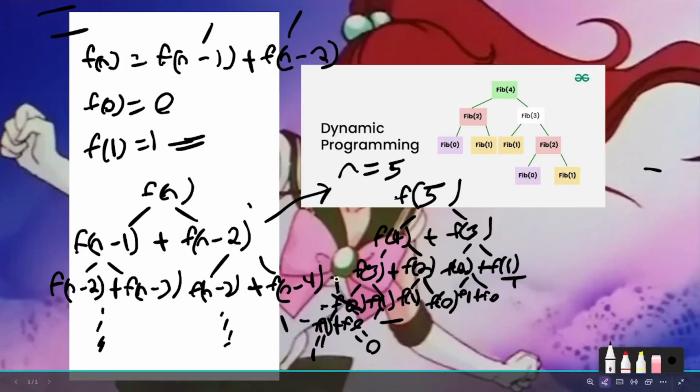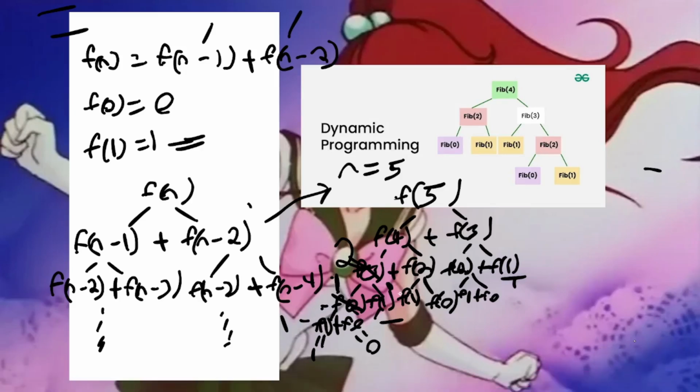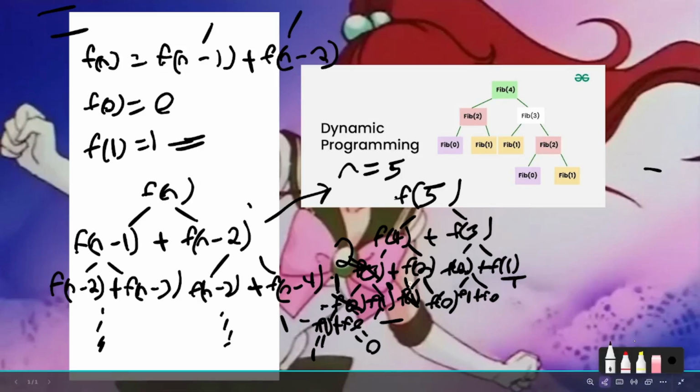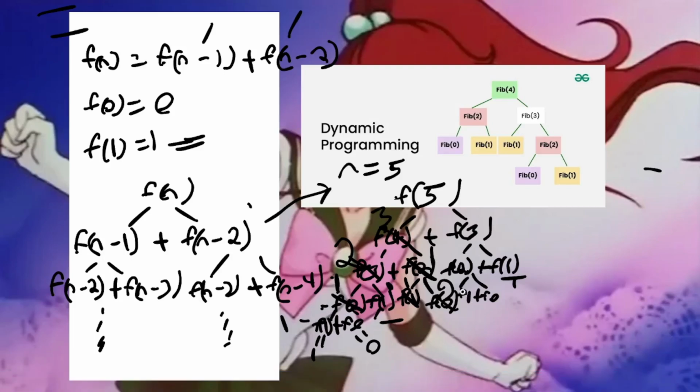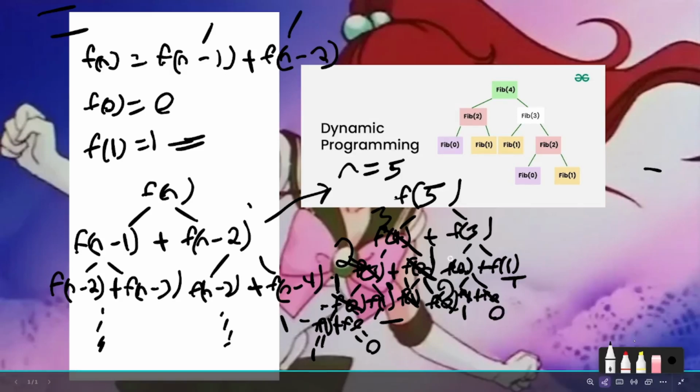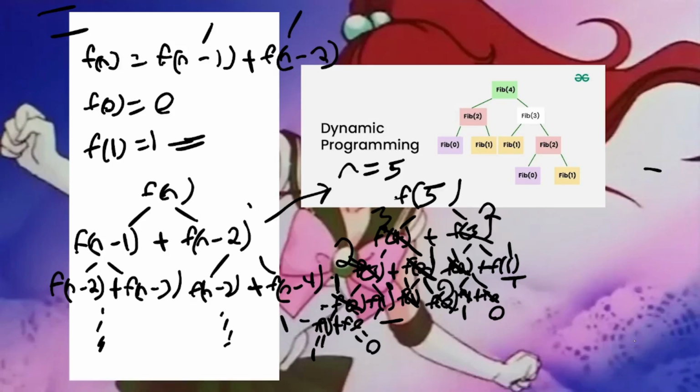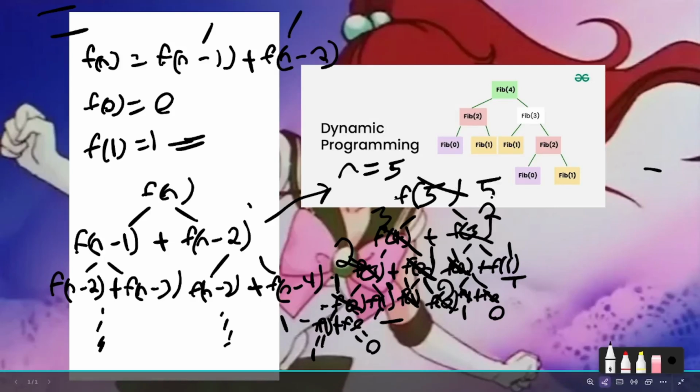This becomes 1. f of 1, the answer is 1. So now 1 plus 1 is 2, and that's the answer to f of 3. And then we can work down here. f of 1 is 1, f of 0 is 0, so f of 2 is 1, 2 plus 1 is 3 for f of 4, and then that's that whole side done. Now we can go down here. f of 1 is 1, f of 0 is 0, 1 plus 0 is 1, f of 1 is 1, 1 plus 1 is 2, and then, so now 3 plus 2 for f of 5 is 5.